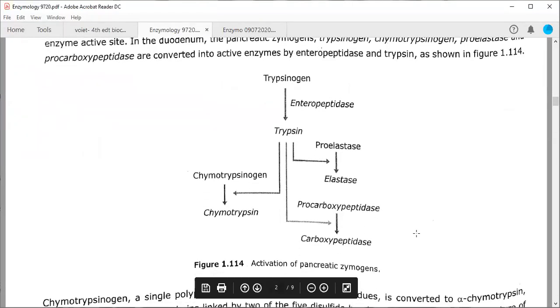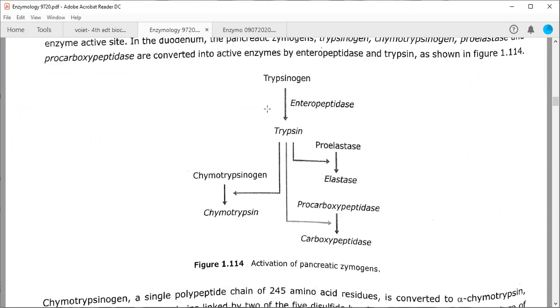It is formed from one substrate, a zymogen called chymotrypsinogen. And this chymotrypsinogen is converted into the active enzyme chymotrypsin with the help of the enzyme trypsin. And trypsin is itself present as an inactive or zymogen form, trypsinogen. Trypsinogen is converted into the active form trypsin with the help of the enzyme enteropeptidase, which is very important.